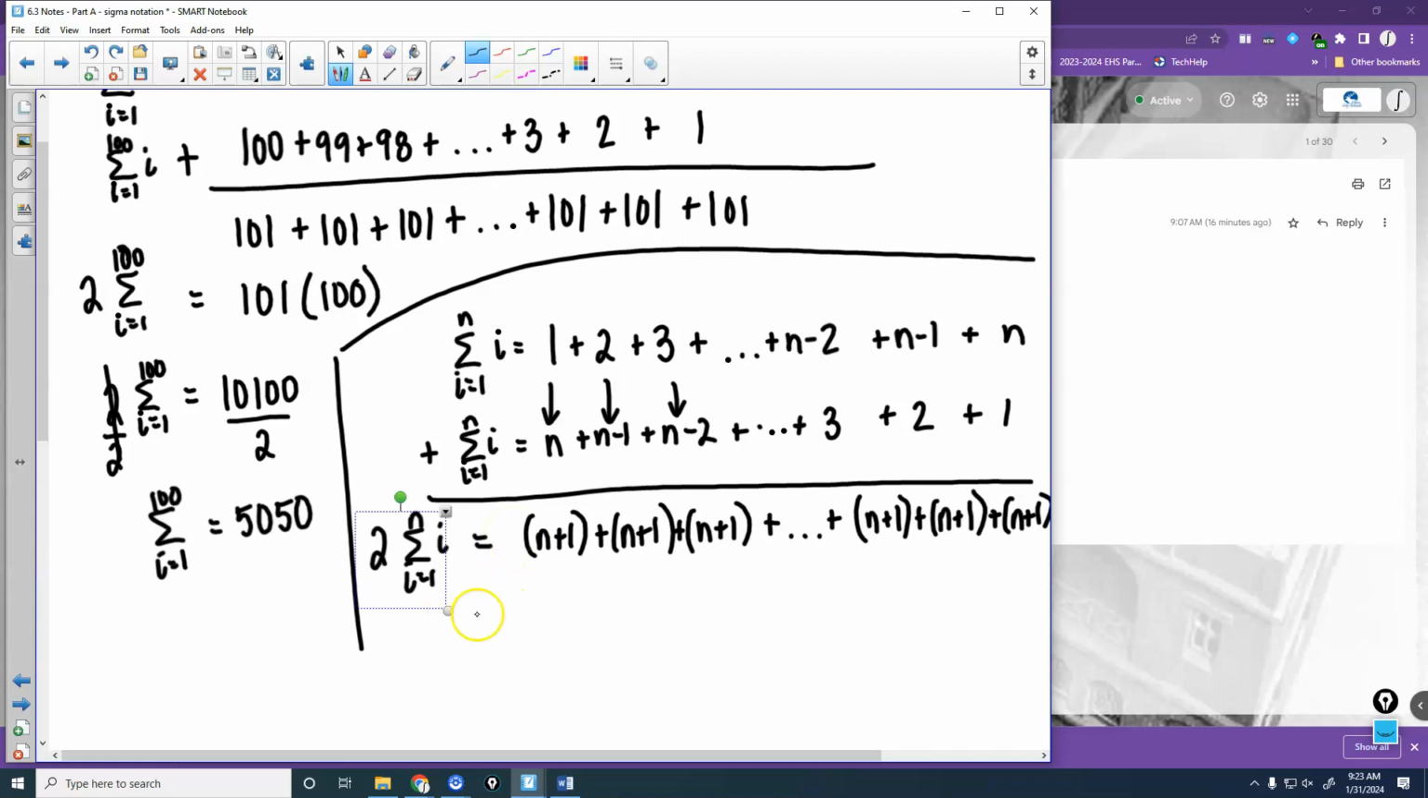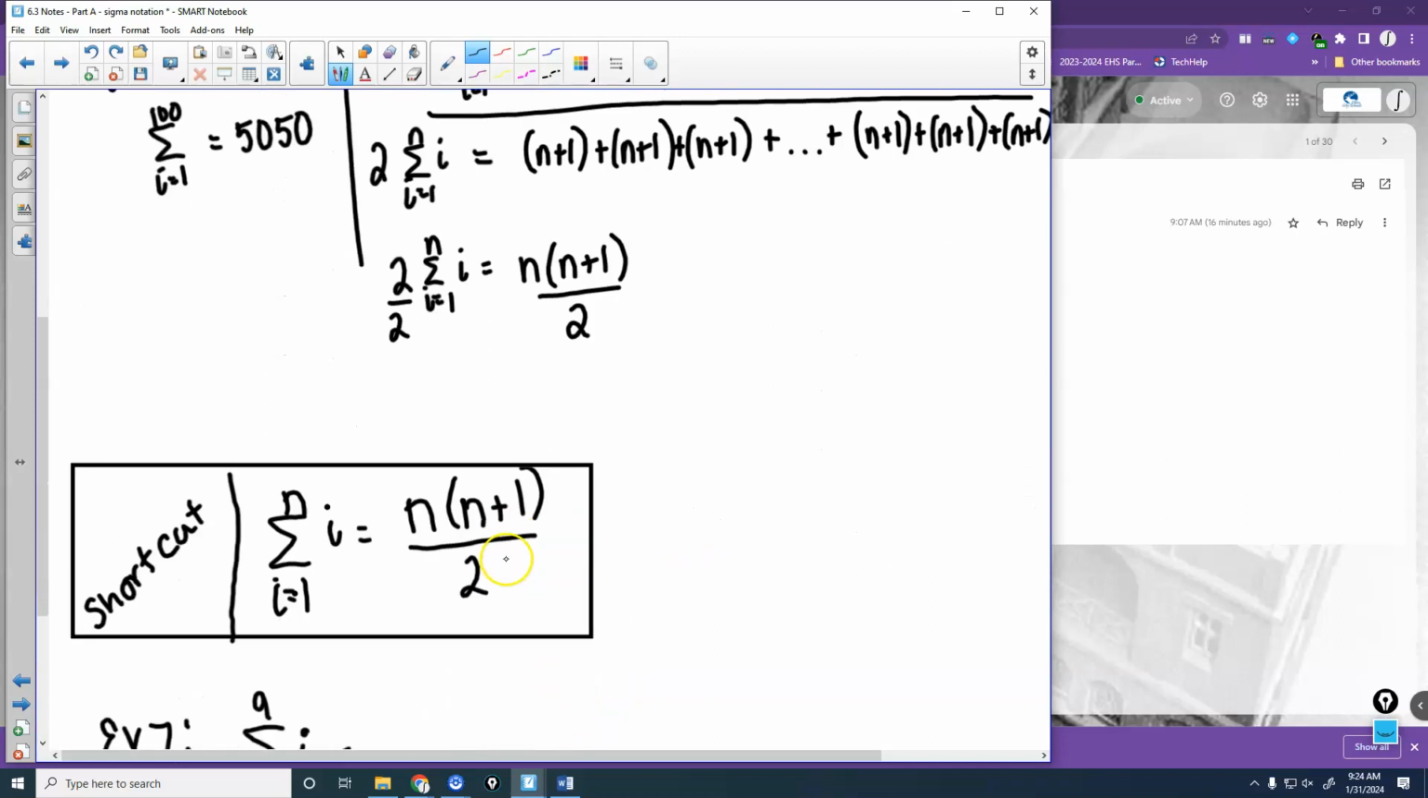How many times is that? So I'll have n plus 1. How many times am I adding n plus 1? It could be 6, but it might not be. n times, right? Because we would go from 1 to n. So it would be n times n plus 1. And then we would divide both sides of this by 2. And it will give you the shortcut that you have down here in that box.